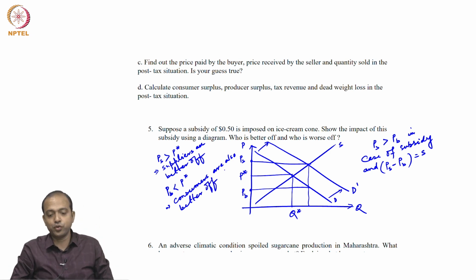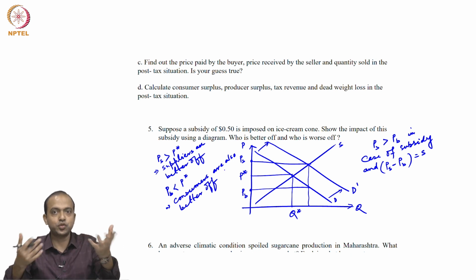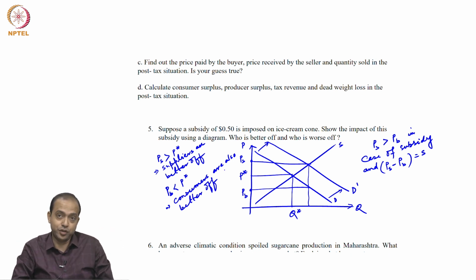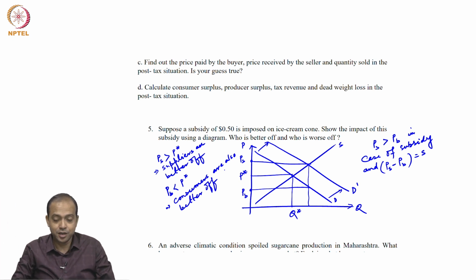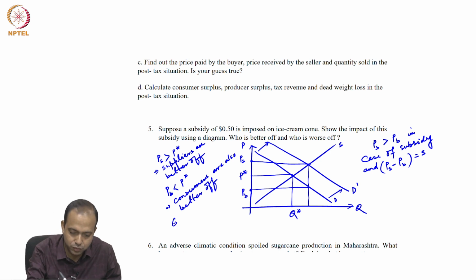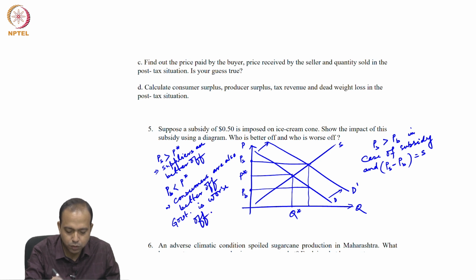But the government is actually worse off, because the government has to pay additional money for this subsidy. And ultimately, who is paying for this subsidy? It is basically the taxpayers' money. Maybe the government is using the tax revenue generated from somewhere else to subsidize this ice cream. So, the government is also worse off, and the taxpayers.